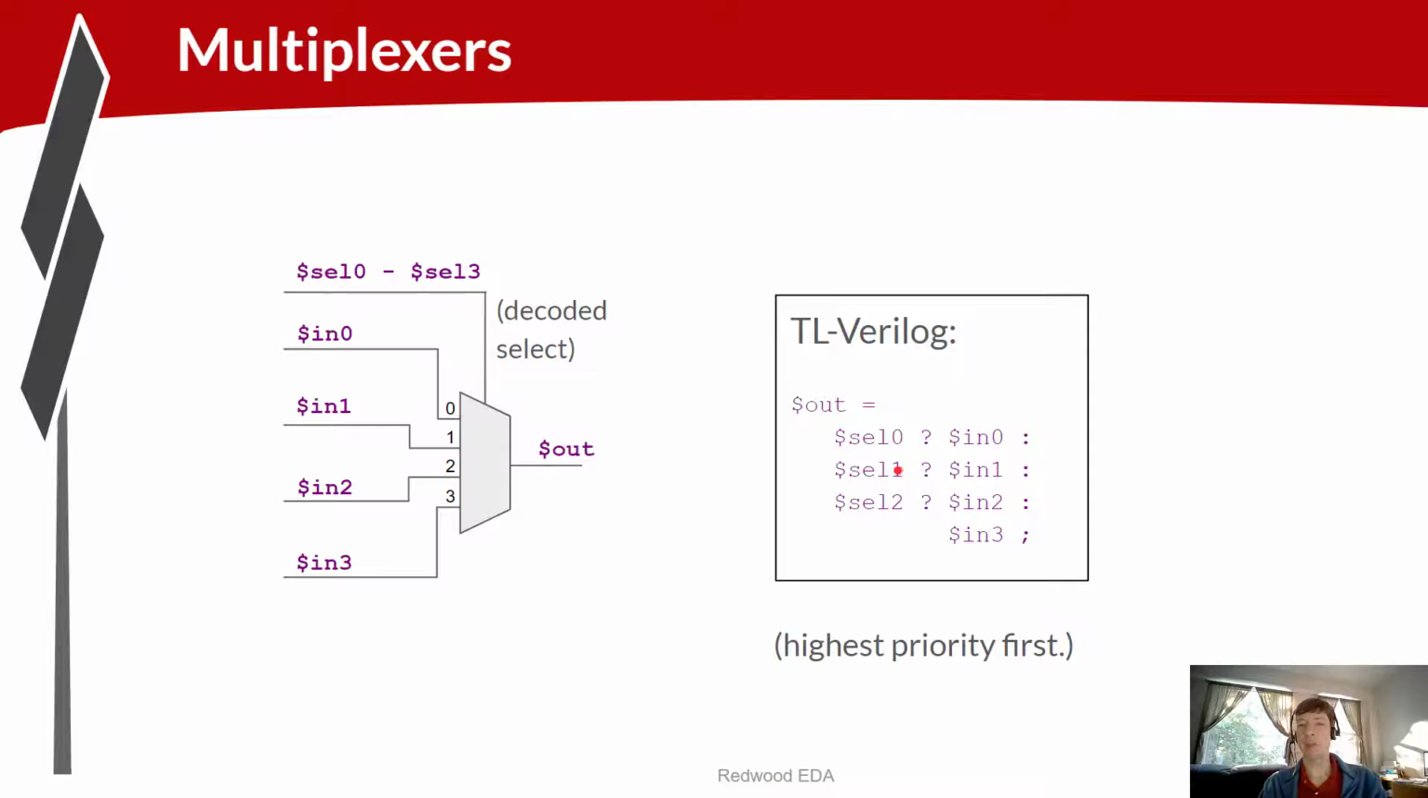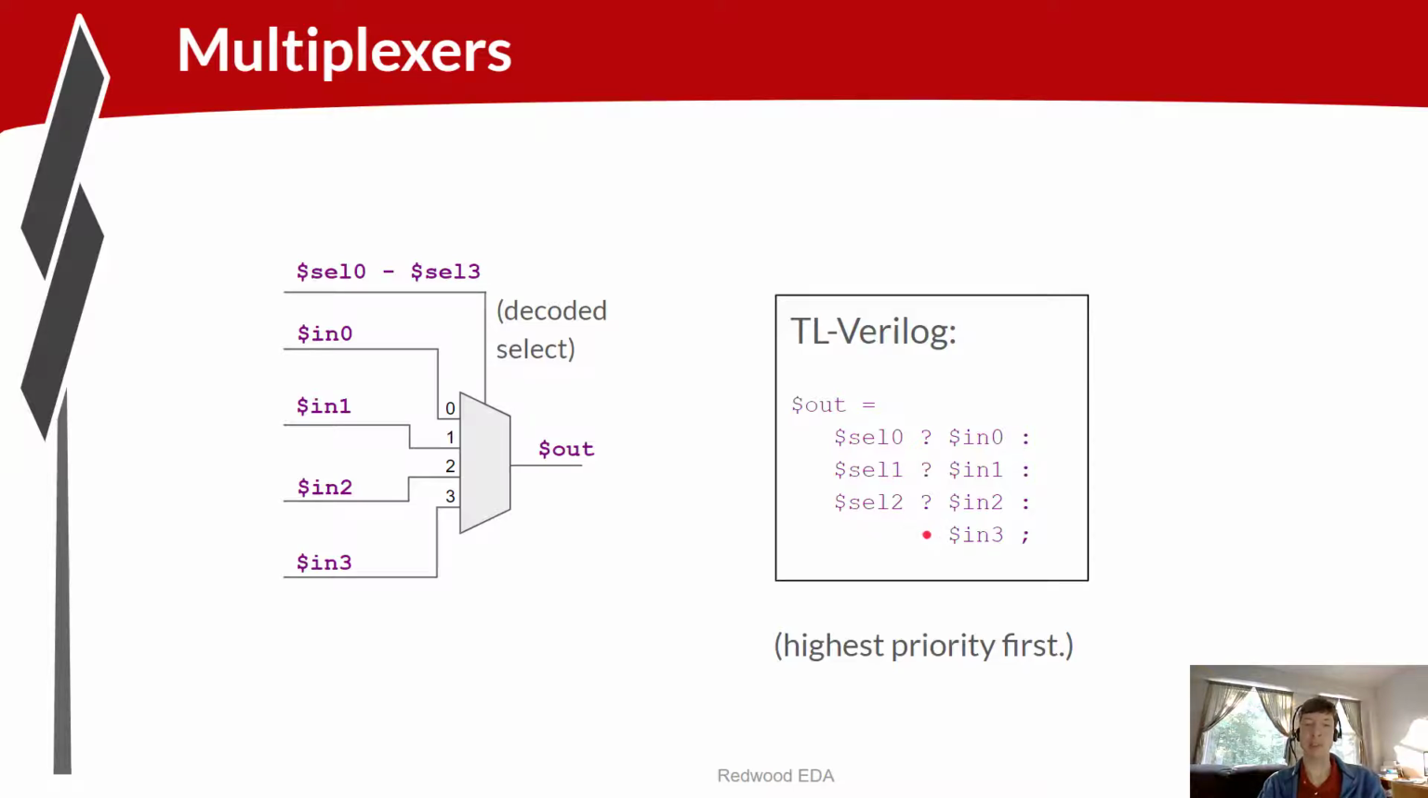Otherwise, if select 1 is asserted, select in 1. Otherwise, if select 2 is asserted, select in 2. Otherwise, select in 3. So this creates a prioritized select. Select 0 gets highest priority. So if multiple selects are asserted, the first one is going to win.